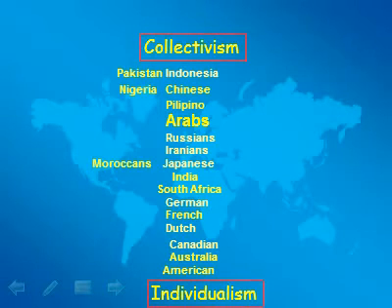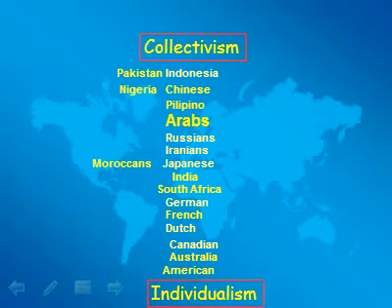So what do we mean by that? Collectivism, individualism. This is a range also. Some cultures are more collectivist than other cultures. Arabs are more collectivist than Japanese, but Japanese are more collectivist than Americans, and so on. So it's a range. Now, I'm going to talk more about collectivist culture because that's where the Arabs are.